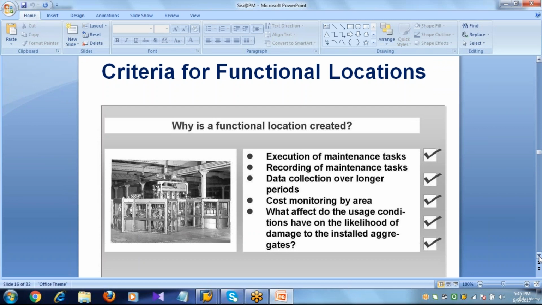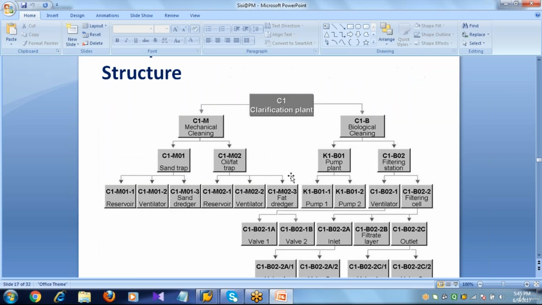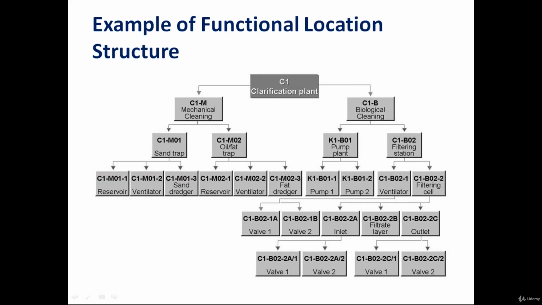So the functional location is created. Why? Because of execution of maintenance tasks, recording of the maintenance tasks, data collection over a longer period, cost monitoring by area, and what effect the usage conditions have on the likelihood of damage to the installed aggregates. So this is the criteria for a functional location. Basically it looks like this.